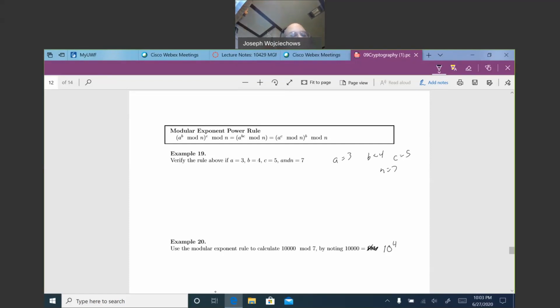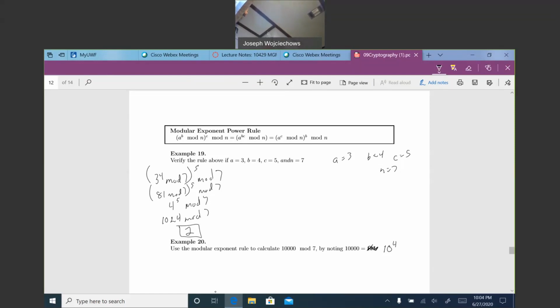Okay, so for the first part, we want to find what 3 to the 4th mod 7, to the 5th, mod 7 is. Well, 3 to the 4th is 81. 81 mod 7, to the 5th, mod 7. Okay, 81 mod 7 turns out to be 4, to the 5th mod 7. This is 1024 mod 7, which gives us 2.